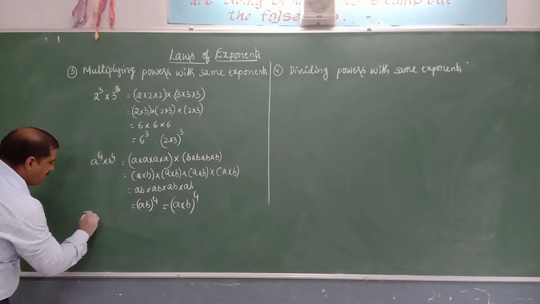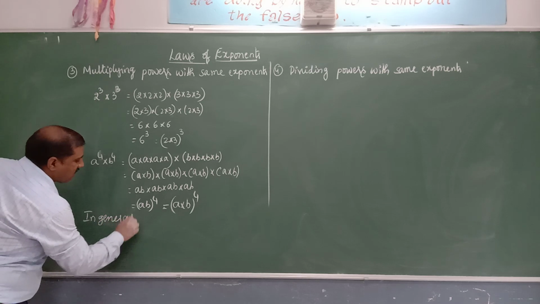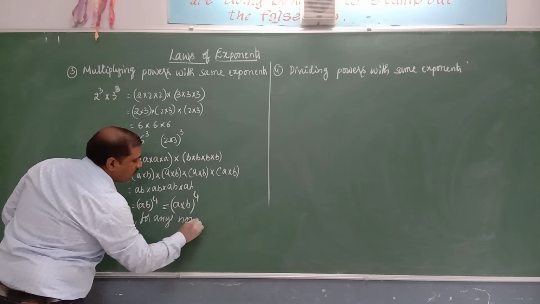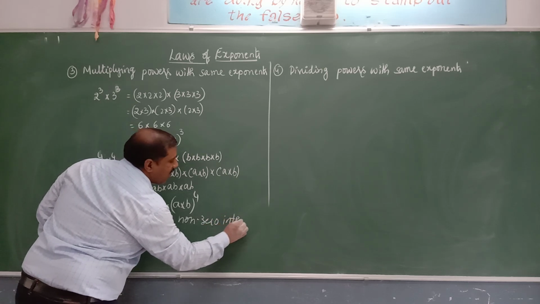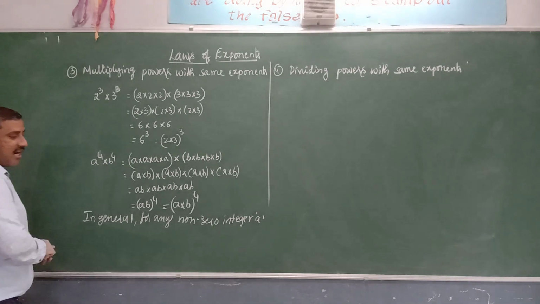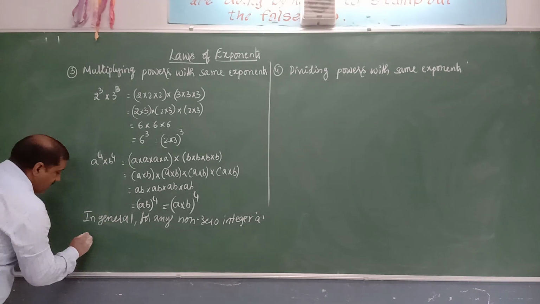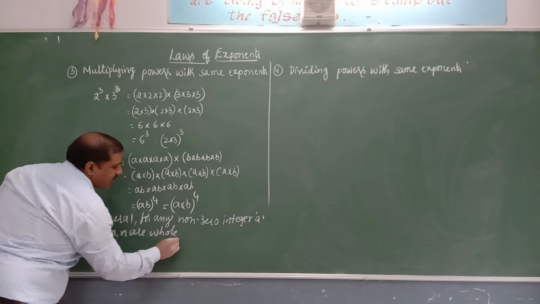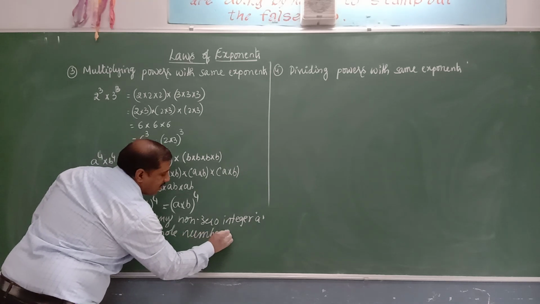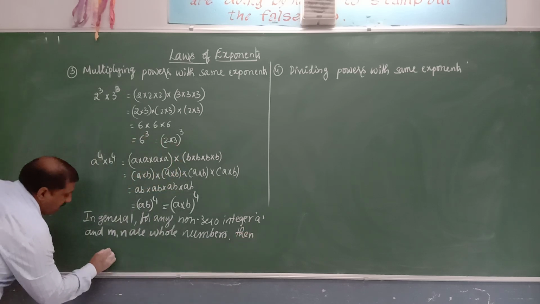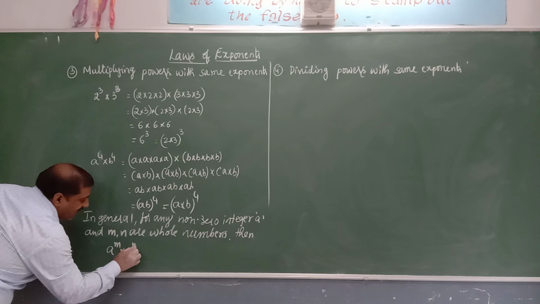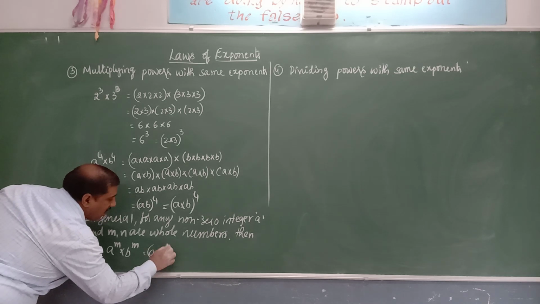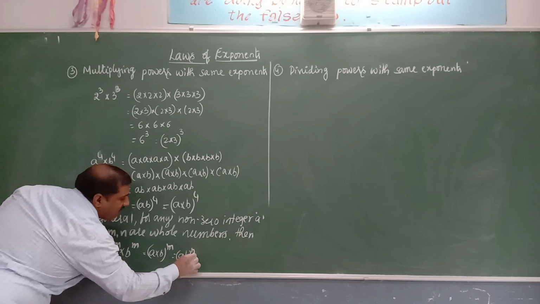So in general, for any non-zero integer a, and m, n are whole numbers, then what we can say is a to the power of m into b to the power of m, that is bases are different with the same exponents, is equal to a into b whole to the power of m, or simply it is ab whole to the power of m.